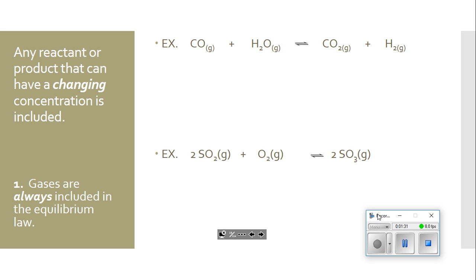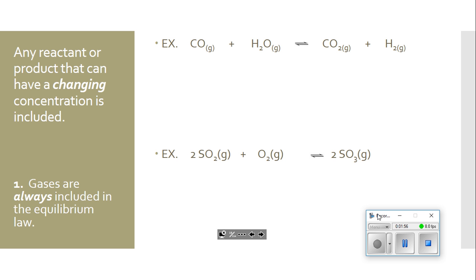So there are some rules about what you do and what you don't include in the equilibrium law expression. Any reactant or product that can have a changing concentration is included. So what this is telling you is that some things, usually because of their state, can't change their concentration because we couldn't measure their concentration.